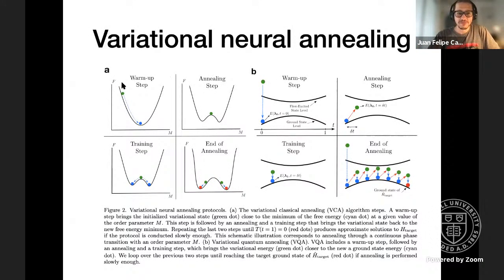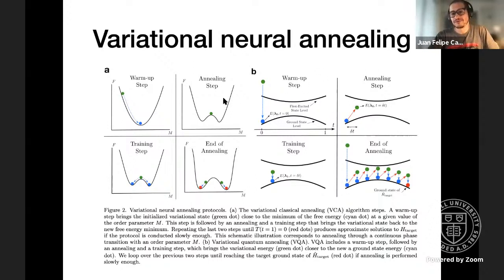So we just warm up. For classical annealing, we have some free energy landscape at some temperature. We train the model so that we find the minimum of the energy. We change temperature, we change the landscape, and we re-optimize, and so on until the end of the annealing, when we suppress thermal fluctuations, and then we hope to be able to find the optimum of the problem.